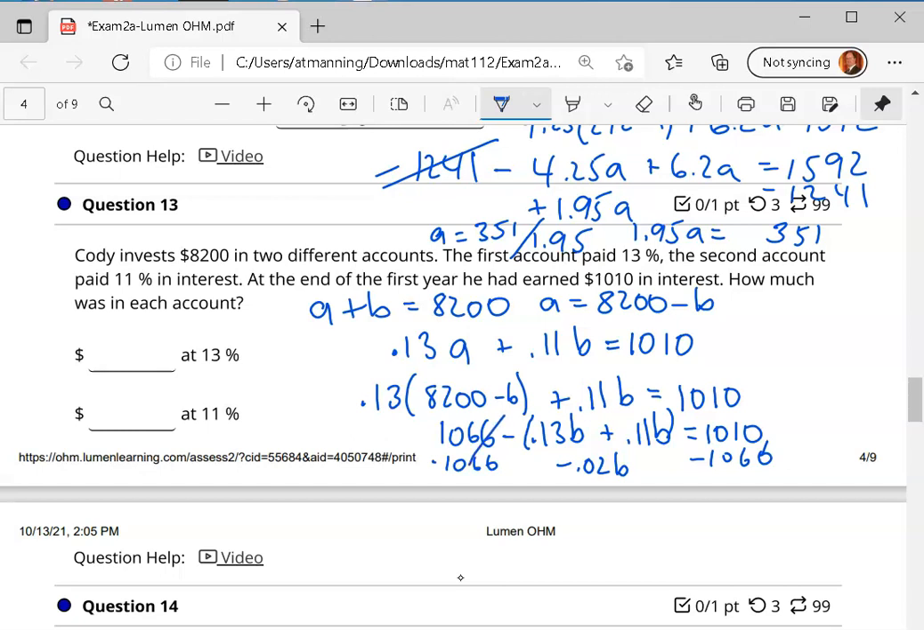1010 minus 1066. Oh, let's subtract out. 10 minus 6 is 4. Borrow the 1, get a 4. That becomes 0. Borrow the 1 from over here. That becomes a 9. 10 minus 6 gives us another 4. And that becomes a negative 1. 9 minus 1. 10. Well, what do I get?